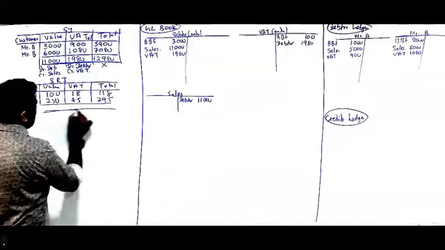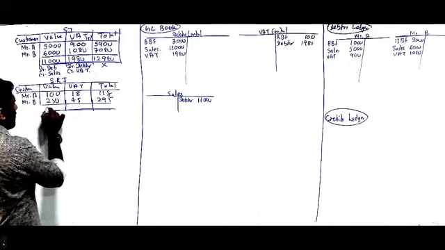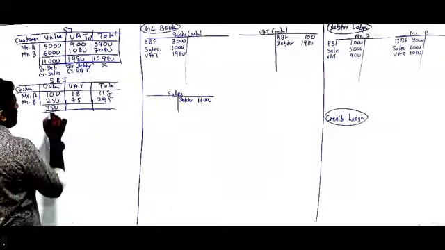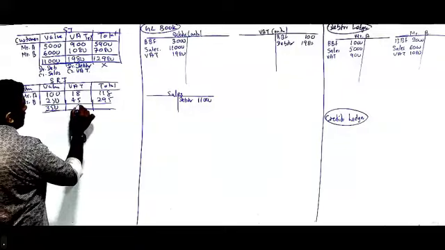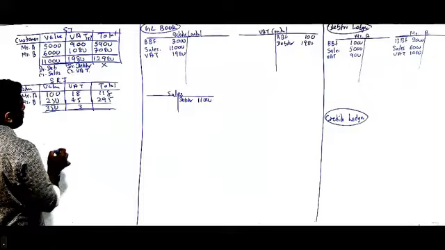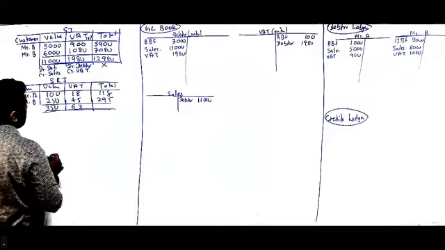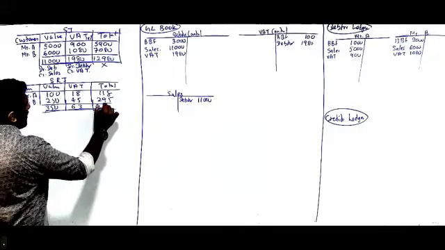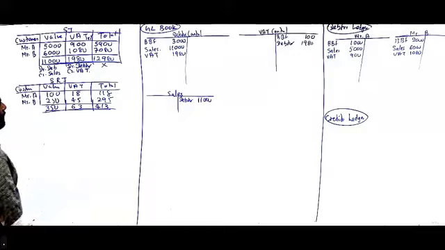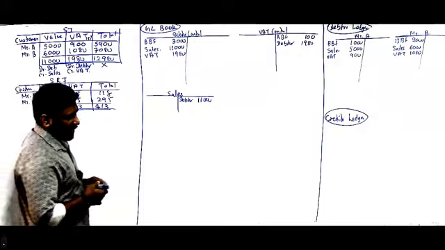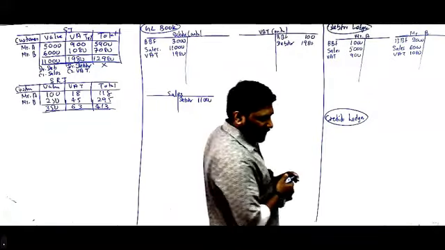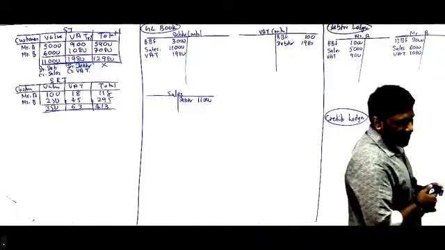Then what's the total? Here 350, here 363, 413. Now write the double entries for the sales returns.